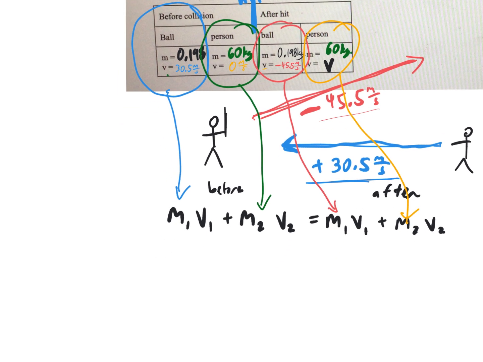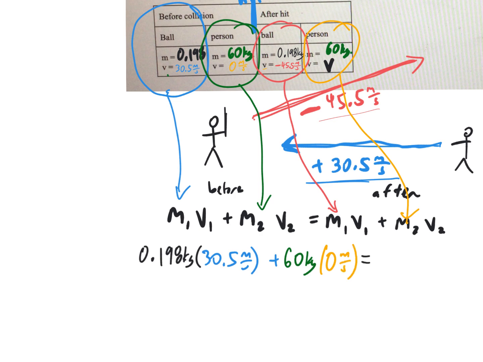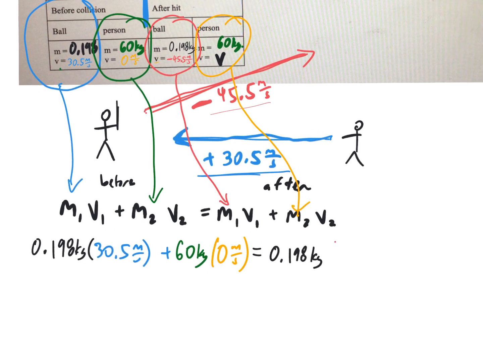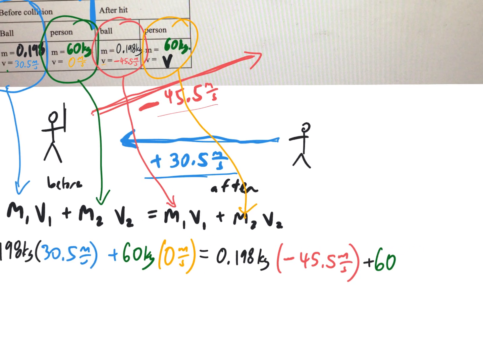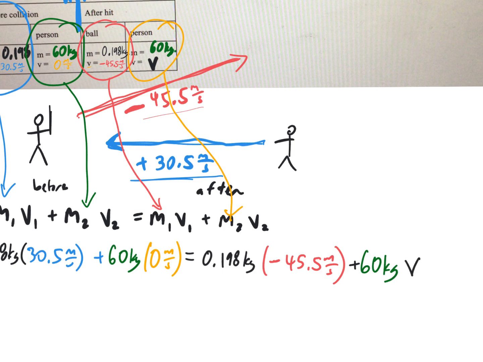I'll get a mass of 0.198 kilograms times the velocity of 30.5 meters per second, plus a mass of 60 kilograms times a velocity of 0 meters per second, equals the mass of the ball, 0.198 kilograms, times the speed of the ball, which is negative 45.5 meters per second, plus the mass of the person, 60 kilograms, times the unknown velocity.